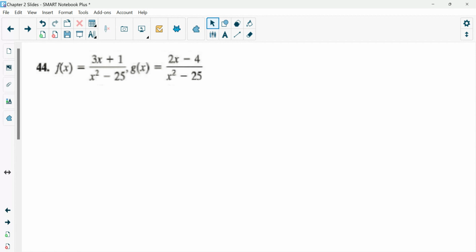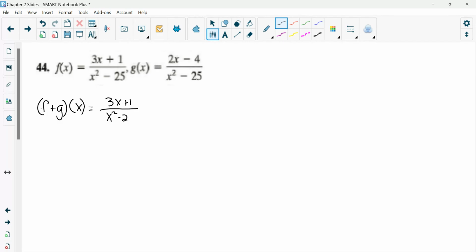So when we go and add fractions, remember the first way is f plus g of x. That just means we're adding the f function, which is 3x plus 1 over x squared minus 25, plus the g function, 2x minus 4 over x squared minus 25. So remember, in order to add fractions, what do we always have to have? Common denominator. We have that already, so that makes life a little bit easier.